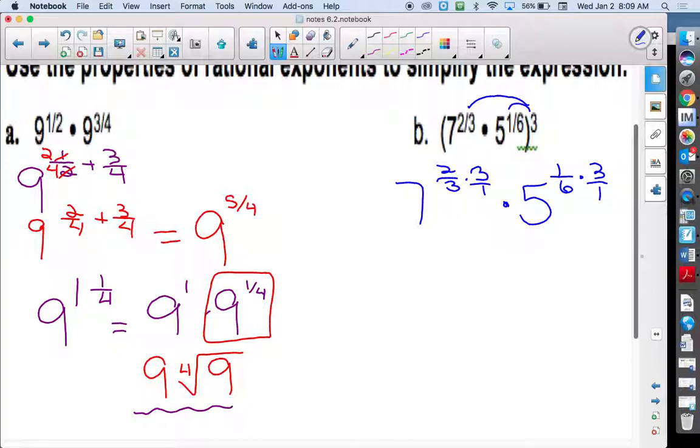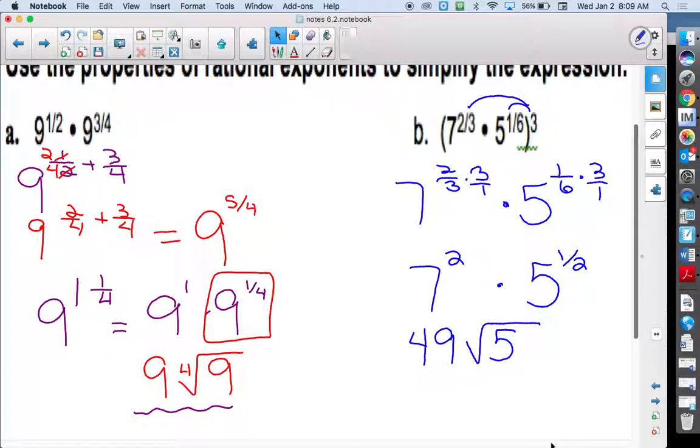So Melanie, 2/3 times 3 is? 2. You're right. 2/3 times 3 is 2, so that's 7 squared. And then 1/6 times 3 is 1/2, so 5 to the 1/2. Melanie, 7 squared becomes 49. And then what would you do with 5 to the 1/2? You do the square root. Perfect. Square root of 5. Again, if you want to write a little 2 here, you can. You don't have to. Melanie, can you break down the square root of 5? No. So 49, and then the square root of 5. Questions?